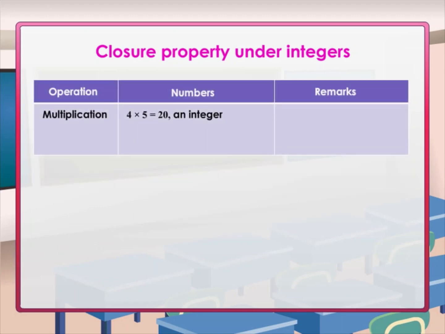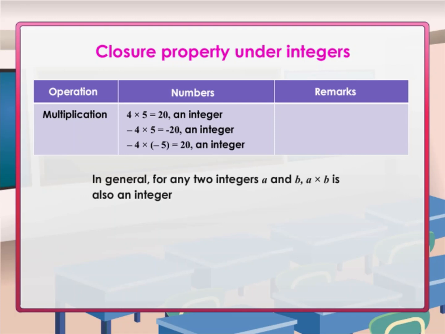Here let us multiply two positive integers, say 4 into 5 is equal to 20, which is an integer. If we multiply one negative integer with one positive integer, say minus 4 and 5, minus 4 multiplied by 5 is equal to minus 20. What will you get when you multiply two negative integers? For example, minus 4 into minus 5 is equal to 20. 20 is an integer. In general, for any two integers a and b, a multiplied by b is also an integer.